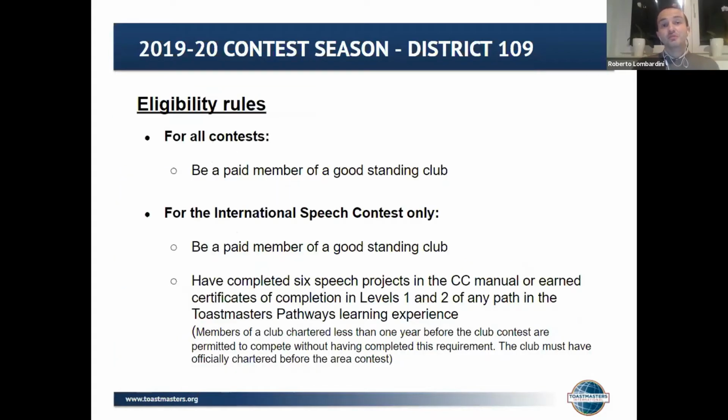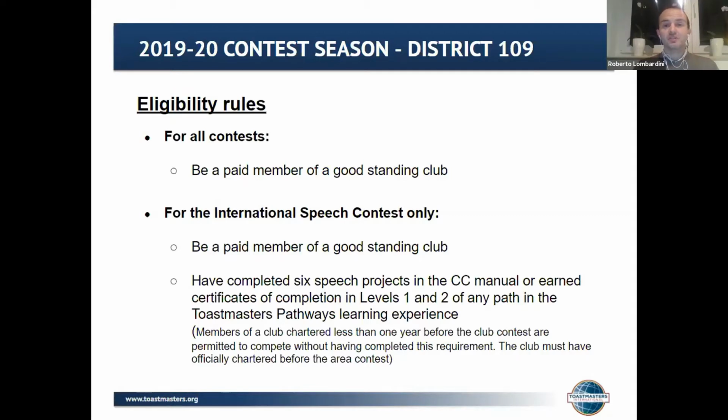Let's move to the eligibility rules. Who can compete in the contest? It's very simple. For all the contests, you need to be a paid member of a club in good standing. So just remind your treasurer in April to pay the fee on time, because otherwise you can't compete. Even if it's the treasurer's fault, a contestant can't compete.